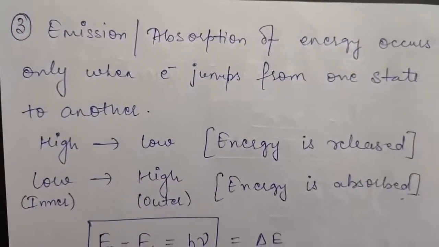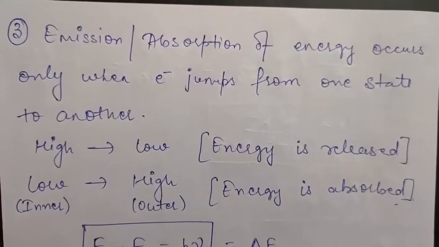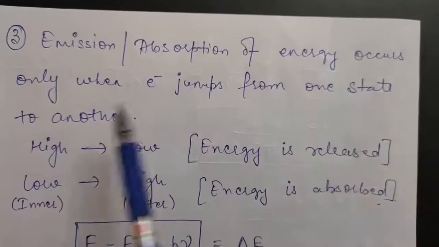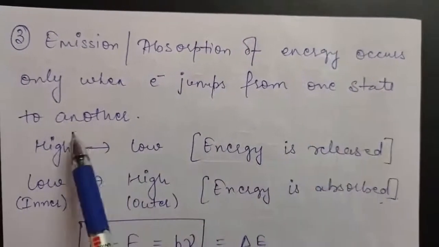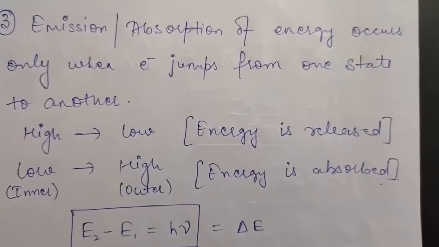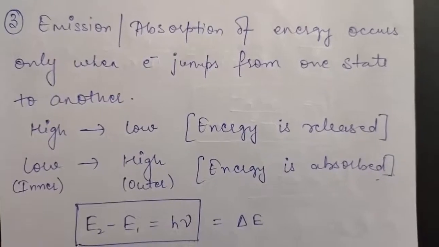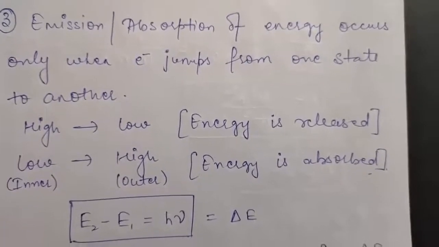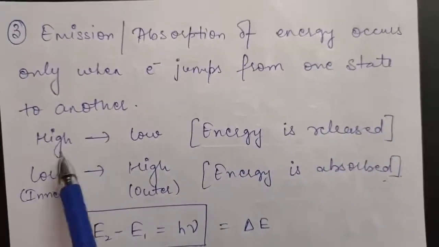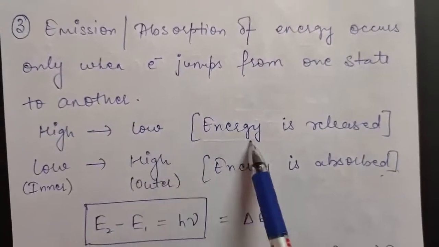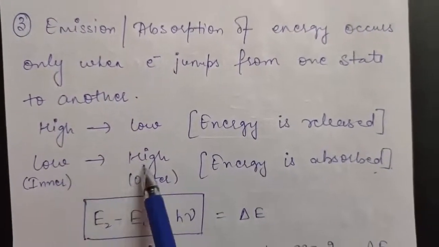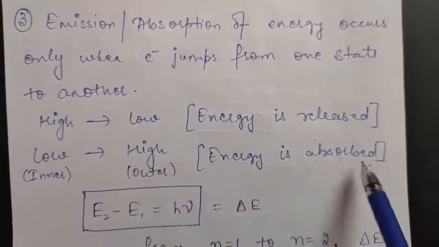Okay, so the third postulate of Bohr was that emission or absorption of energy will only occur when an electron jumps from one state to another. That is, there will not be a continuous emission or absorption of energy. Instead, emission and absorption will only take place when the electron is going from one state to another. If it is going from a higher state to a lower state, then energy will be released, and if the electron is going from a lower state to a higher state, then energy will be absorbed.